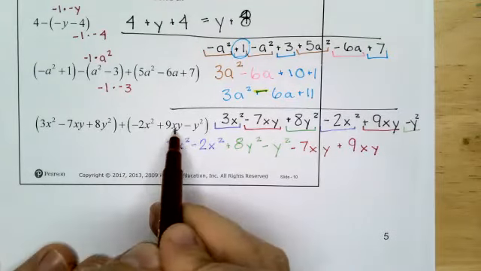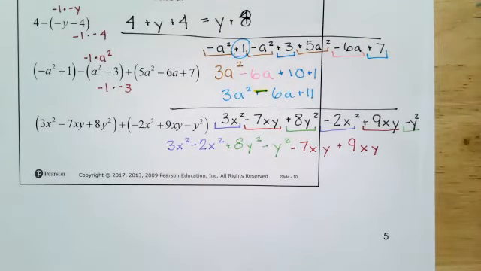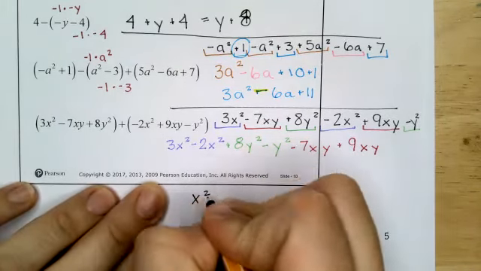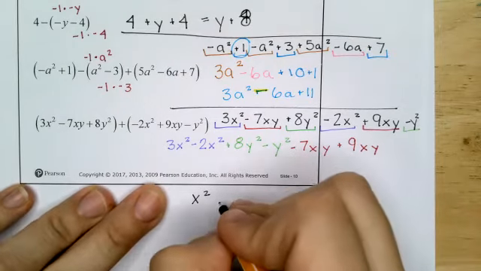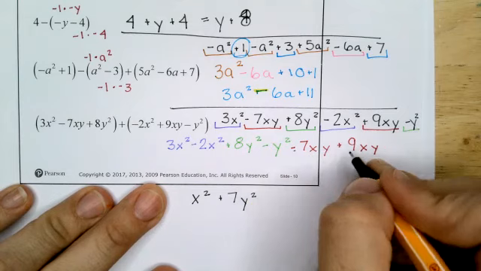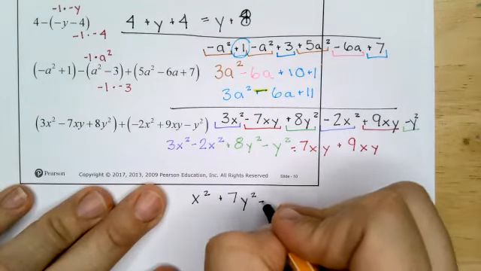1, 2, 3, 4, 5, 6. You have the correct number of terms. Now you can just combine them. 3 minus 2 is just 1. 8 minus 1 is just 7. Negative 7 plus 9 is the same as 9 minus 7, so that is 2.